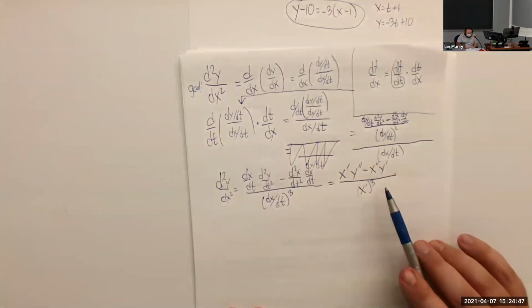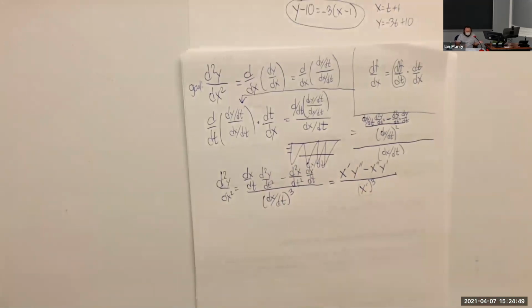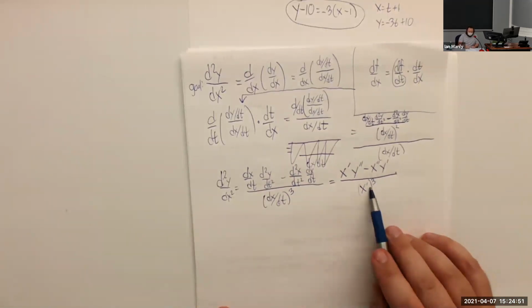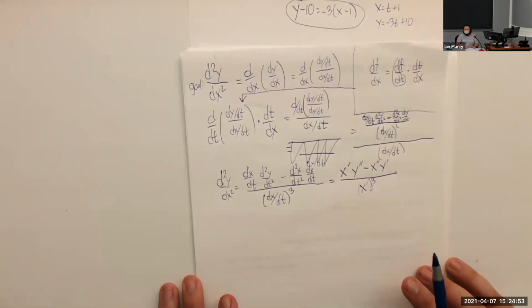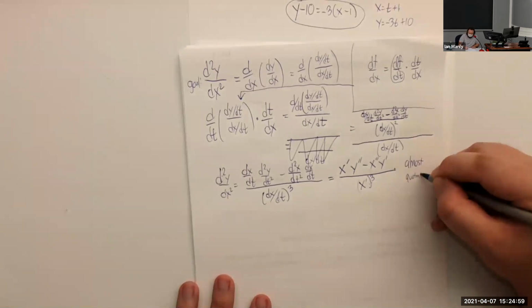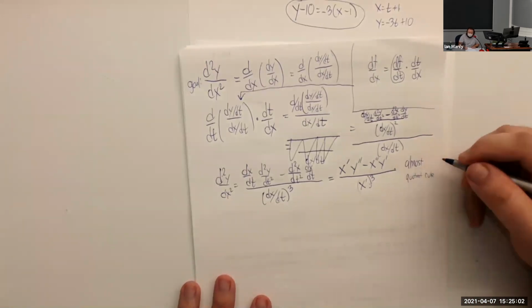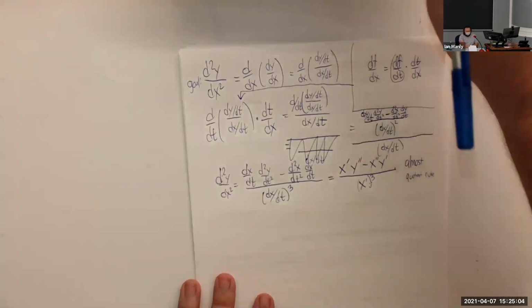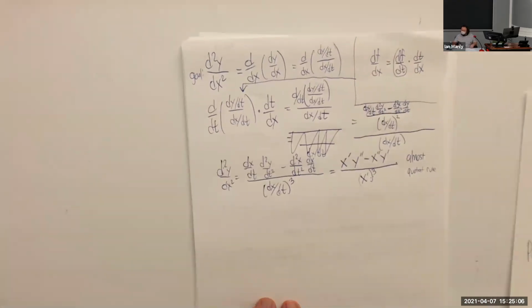So this will not be on a formula sheet, but the way you remember this is it's a quotient rule, but you cube the bottom instead of square the bottom here. So this is like an almost quotient rule. Although do remember that you will get the power series on the equation sheet, but you won't get this though.